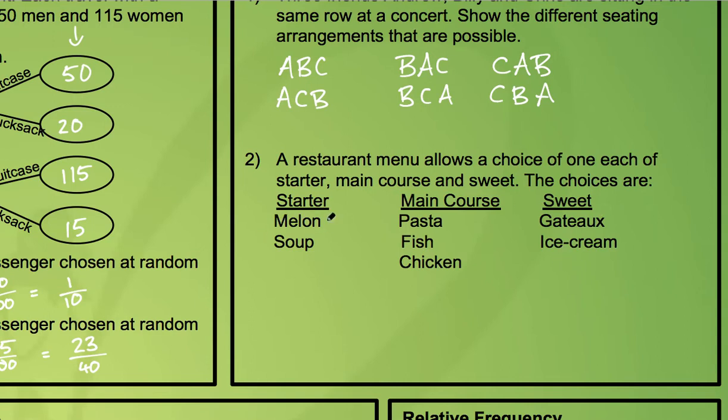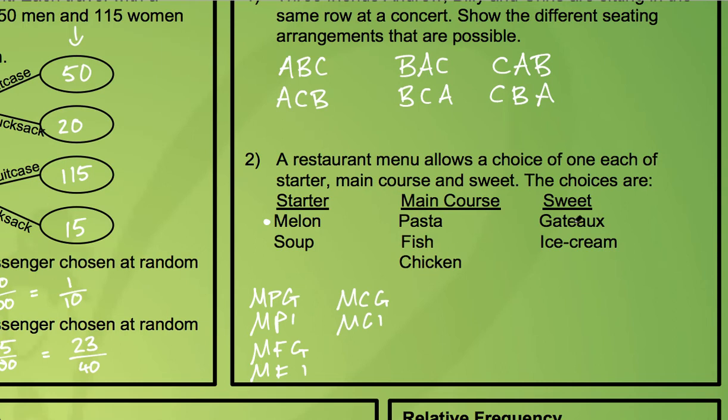So I can either have, and I'm going to be systematic about it again, I'm going to start with melon and do everything involving melon first. So melon pasta gatto, melon pasta ice cream. Then melon fish gatto, melon fish ice cream. Melon chicken gatto, melon chicken ice cream.